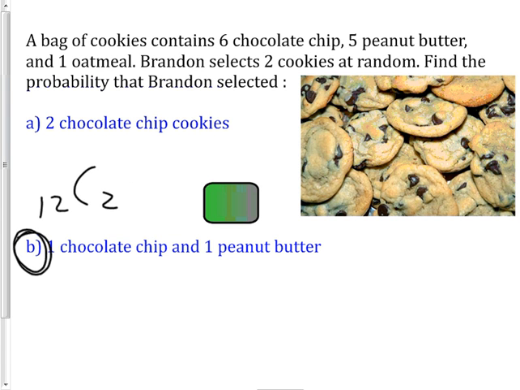All right, so then 66 is part of your answer. That's all the possible combinations. Remember, the possible goes in the bottom. What you want goes on the top.